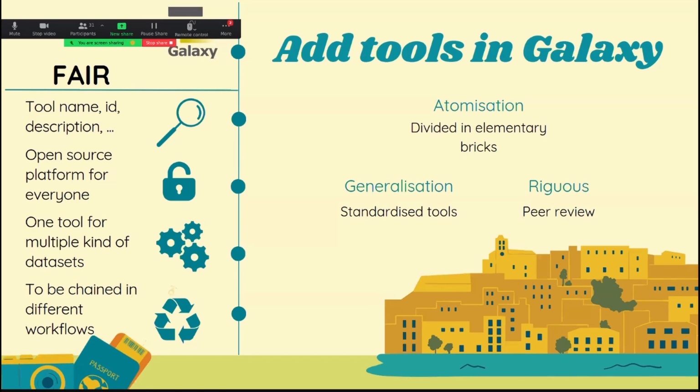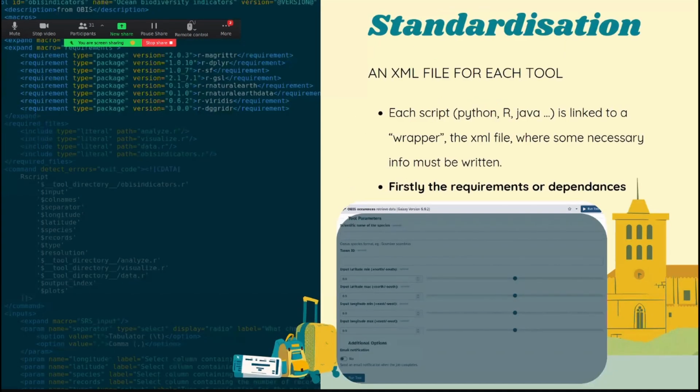So on the first part, generalization and standardization. So this is what you need to do basically for any kind of tool that you want to add. So I told you about batch tools and interactive tools. So this is a part that is common to any kind of tools.